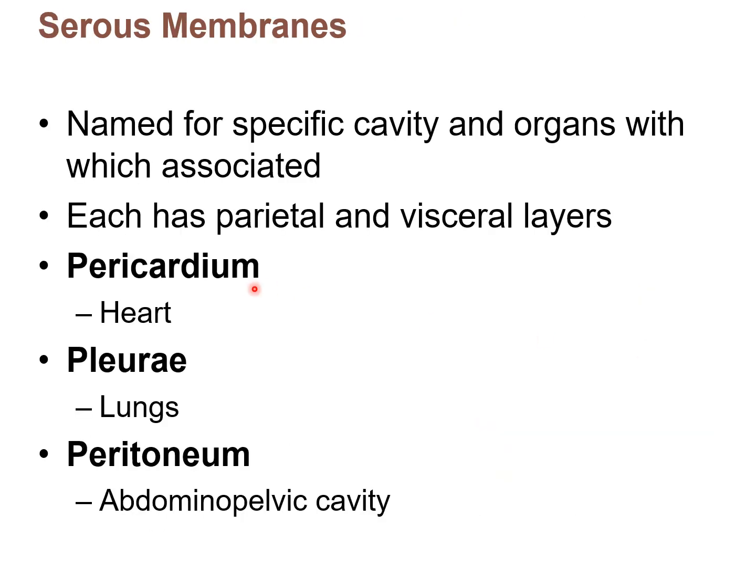So when you say pericardium, you are talking about the heart. Pleura, you're talking about the lungs. Peritoneum, it would be the serous layer that's surrounding some of your abdominal cavities.